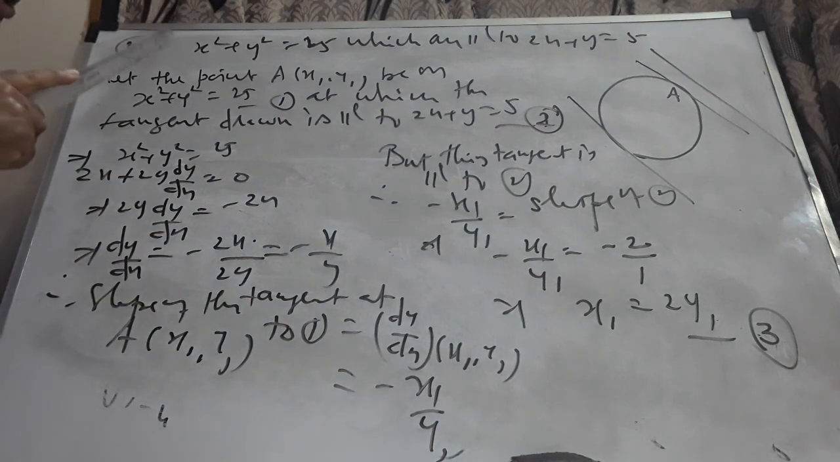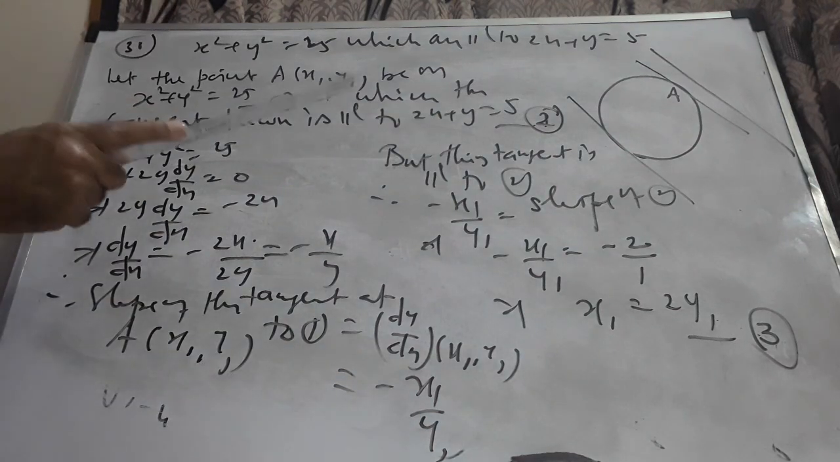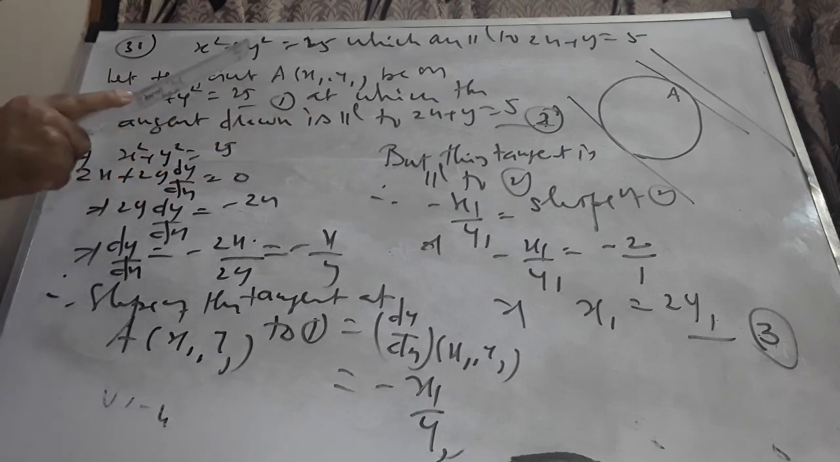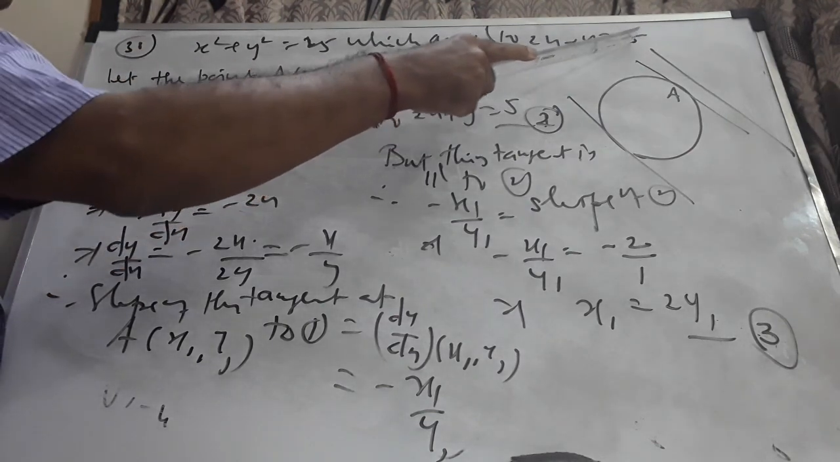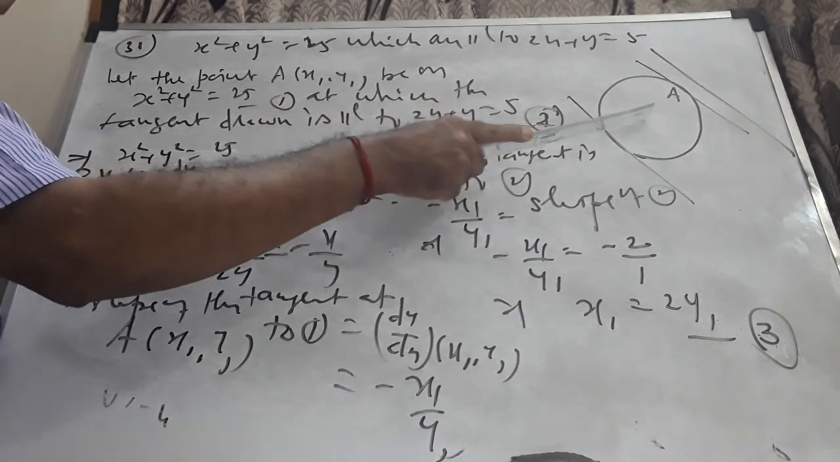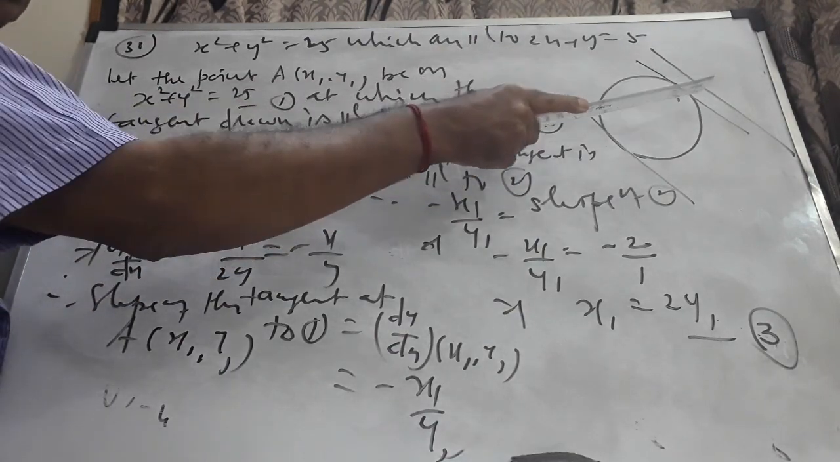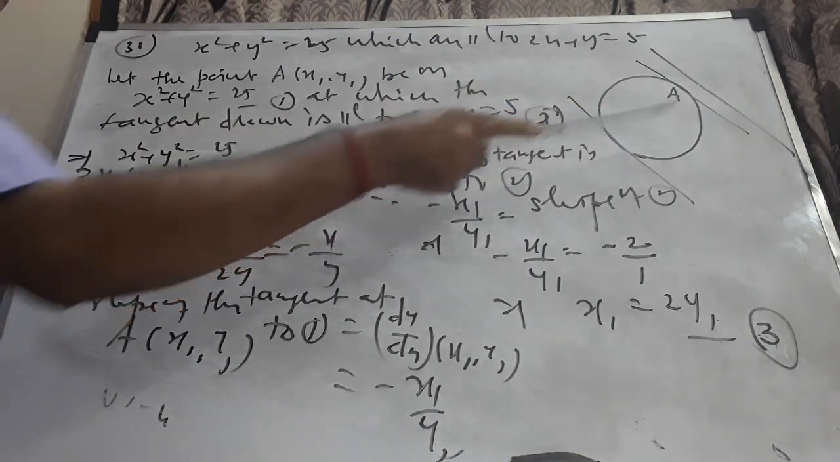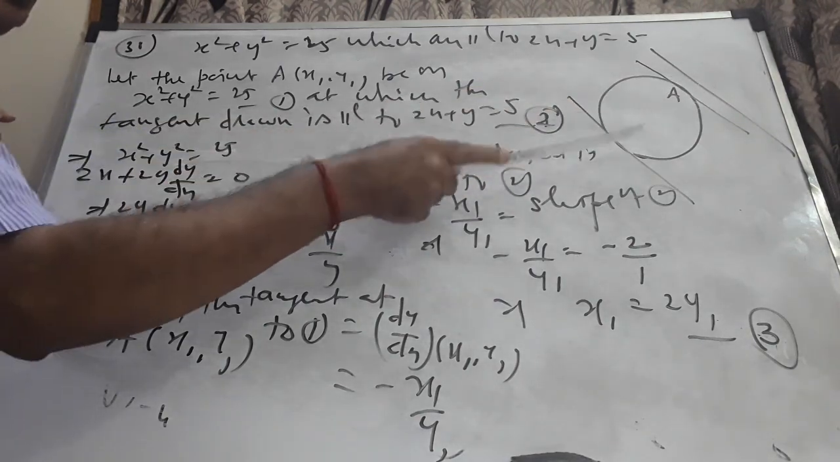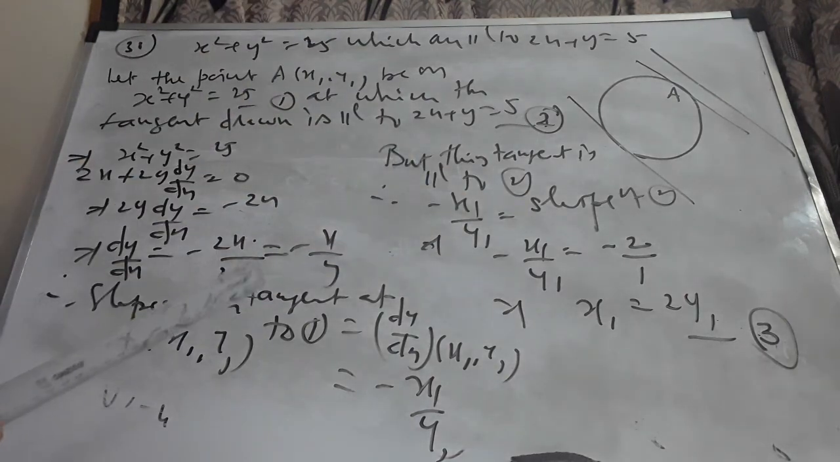I need to find the equations of tangents to the curve x square plus y square equal to 25, which are parallel to 2x plus y equal to 5. This is the rough diagram. This is a circle. This is the line being drawn. I may get two such parallel tangents. Diametrically opposite to that, I may get another tangent. You will come to know anyway after doing this.